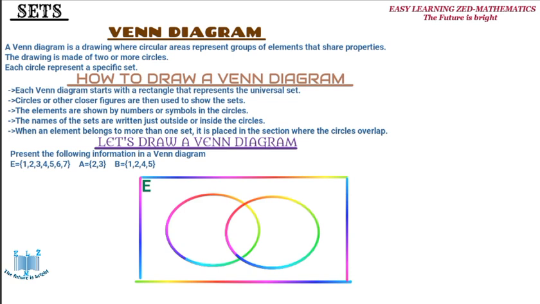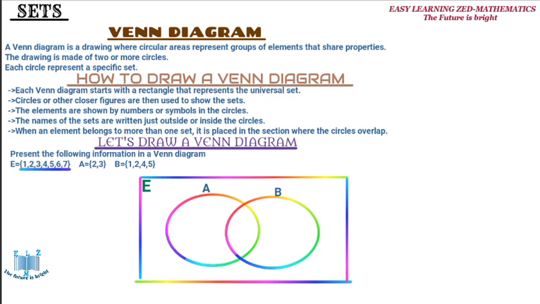Okay, once we have done that, the next thing we're going to do is go back to the 3rd point, which is the elements are shown by numbers or symbols in the circle. So now let's start. We are going to ignore the universal set first. Then we are going to go to set A. So before we enter anything, we need to find elements that are found in both set A and set B. Okay, the common elements in these 2 sets.